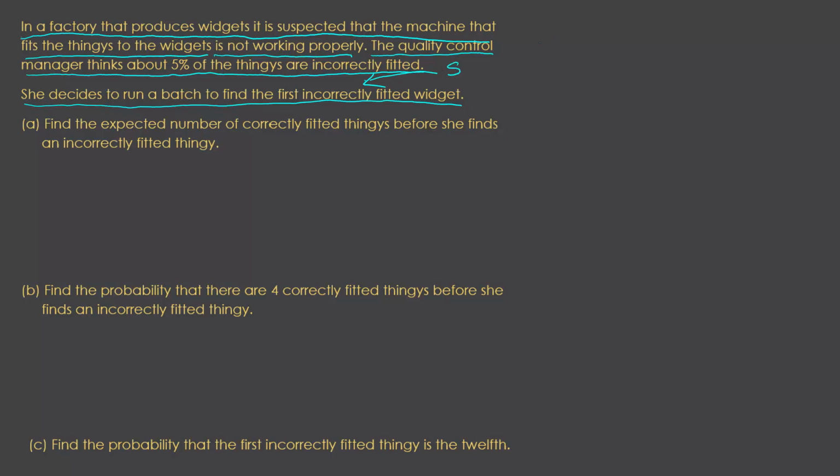And so what we have here is a geometric distribution. And the parameter for that is always the probability of success. Now, each Bernoulli trial here is going to have a failure then of 0.95 and a success of 0.05.